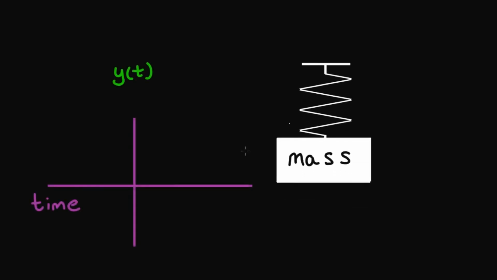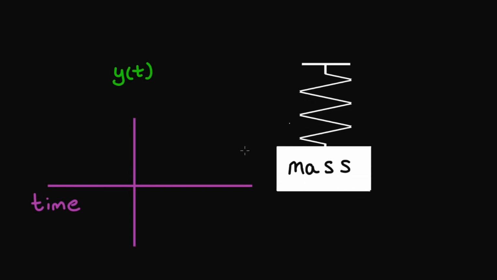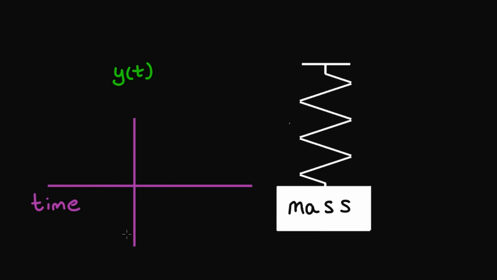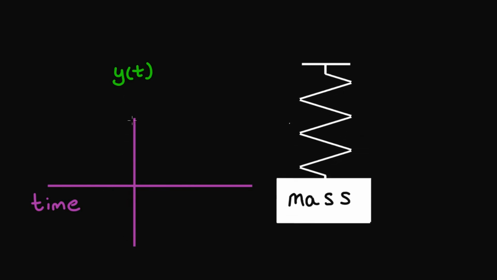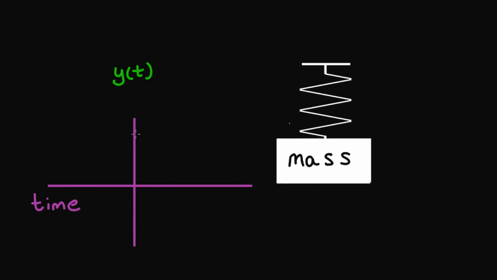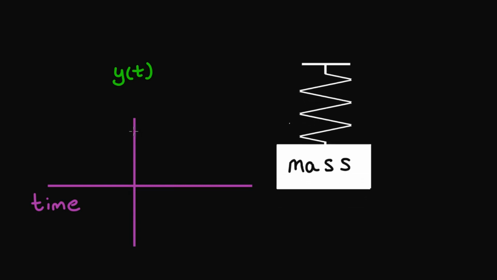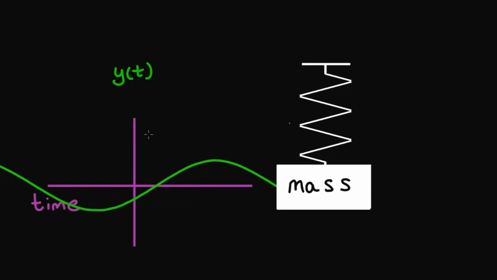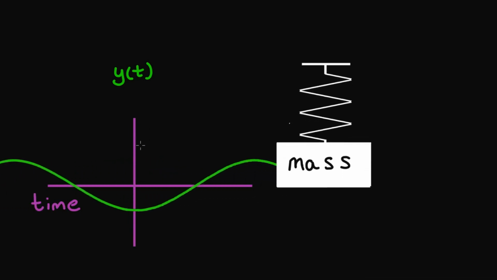So let's plot it. Our horizontal axis represents time, and the vertical axis will represent the height of the block, which we'll call y of t. So let's go ahead and plot our function. Our goal is to figure out what this function y of t is.